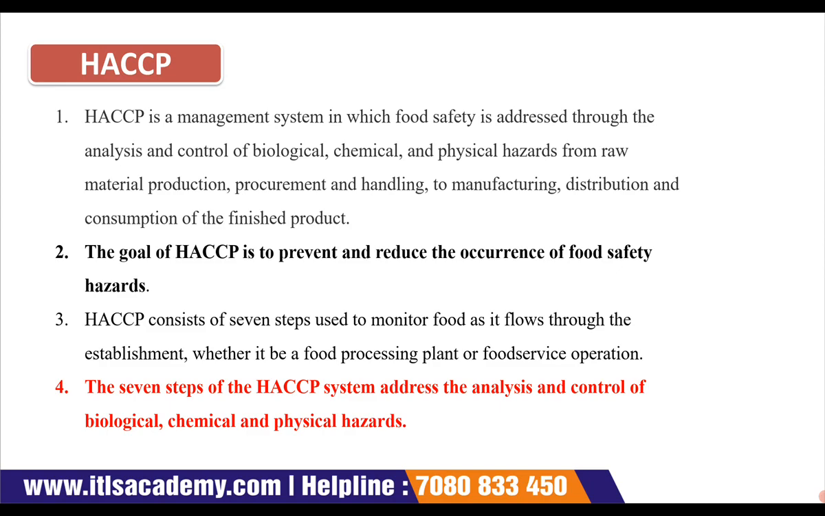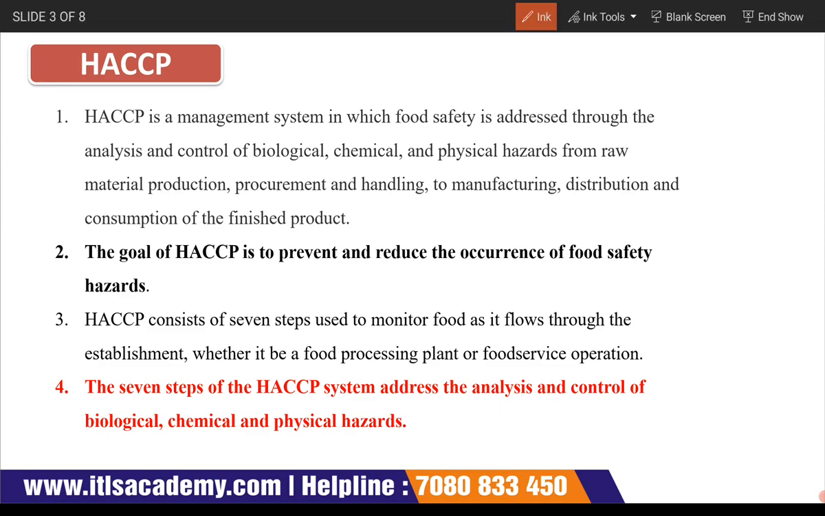So, what is HACCP? HACCP is a management system in which food safety is addressed through the analysis and control of biological, chemical, and physical hazards from raw material production, procurement, and handling to manufacturing, distribution, and consumption of the finished product. So, what is HACCP?